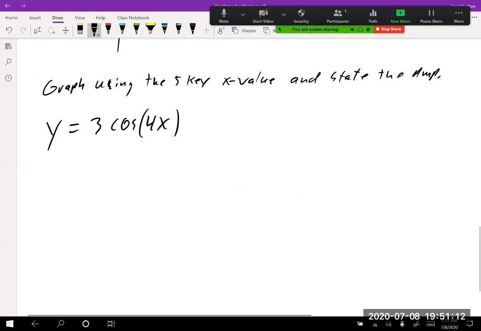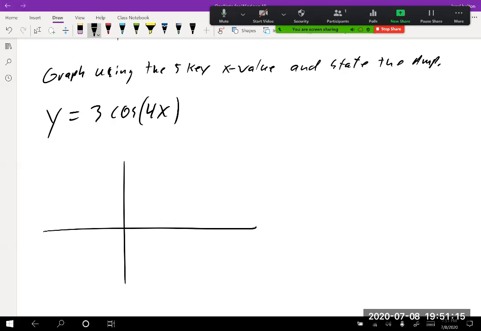Okay, so I'm going to first build my little table, but in order to find my 5 key x values, I have to take the period. So the period equals 2 pi divided by omega. And in this case, omega is 4. So that means pi halves is my period. So that's actually pretty fast, right? If you zoomed out a little bit, this would look much faster, like it has a faster wavelength than the other sine functions and cosine functions.